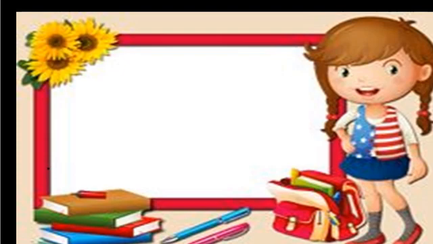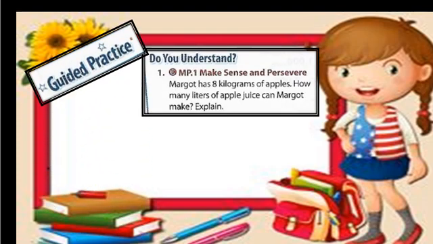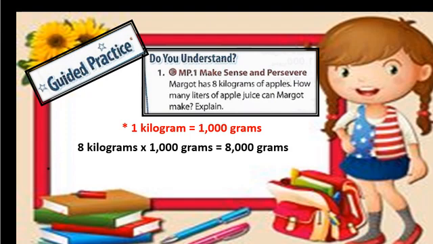Now let's do the guided practice. Margot has 8 kilograms of apples. How many liters of apple juice can Margot make? Explain. So first thing we will do is to convert 8 kilograms to grams using the conversion 1 kilogram is equal to 1000 grams. So we are going to multiply 8 kilograms by 1000 grams. So 8 times 1000 is equal to 8000 grams.